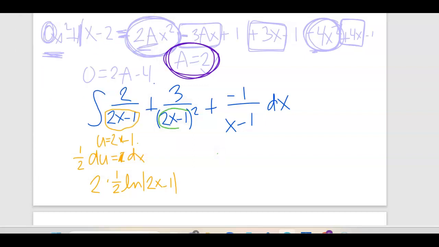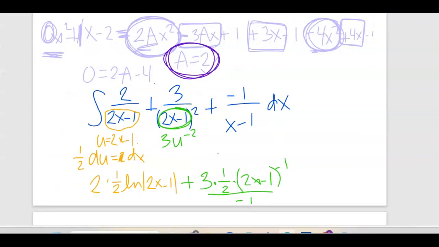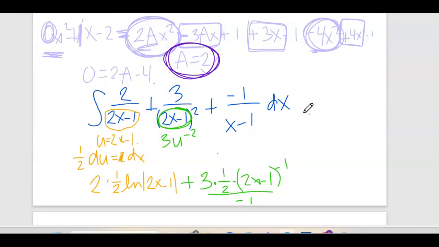Now here, I'm going to let u be that same thing, but this is not a natural log, okay? This is 3u to the negative 2. So I need to add 3. I still have times 1/2. But then this is u to the negative 1 over negative 1. And then my last one here is going to be negative 1 natural log of x minus 1, plus c.